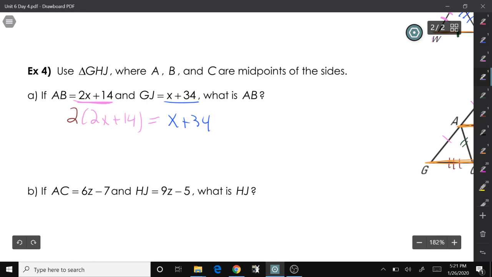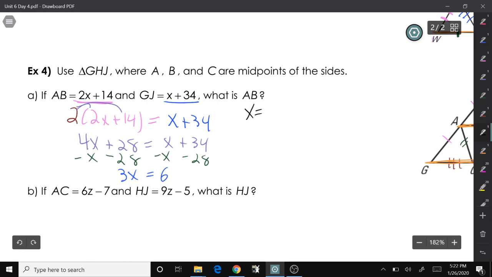So then we need to solve that. Distribute. We get 4x plus 28 equals x plus 34. I'm going to subtract 28 from both sides, and I'm going to subtract x from both sides. This will give me 3x equals 34 minus 28 is 6. Divide both sides by 3, x is equal to 2.